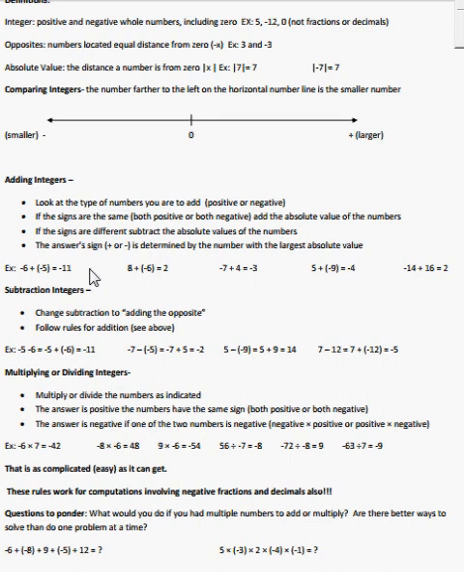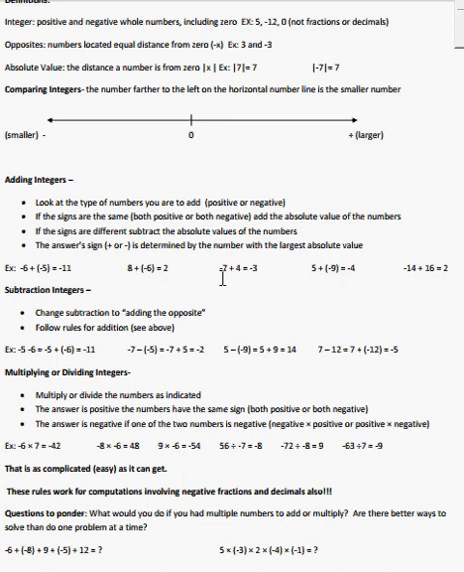A -7 plus a +4 does not have the same sign. Therefore, you have to look at the absolute value. 7 has a larger absolute value. Therefore, you know the answer will be negative.